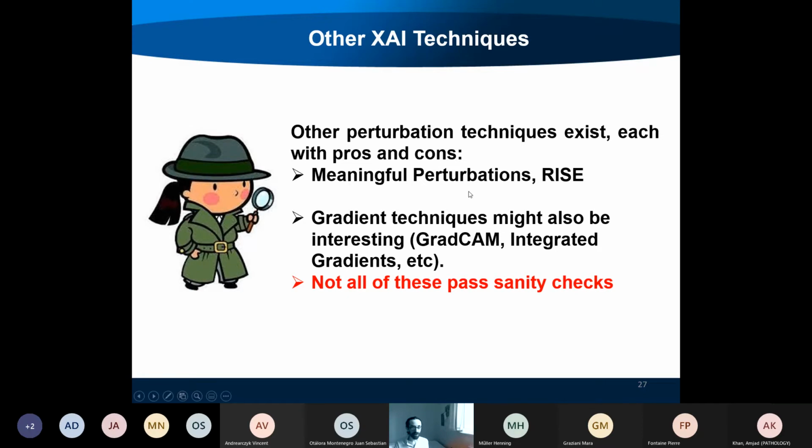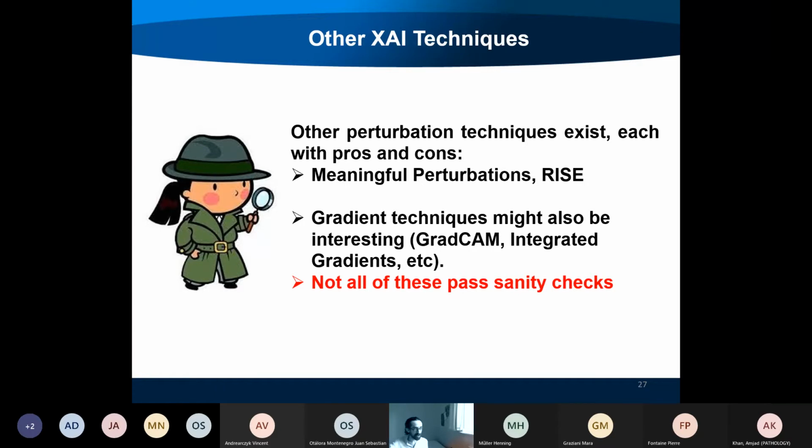Meaningful perturbations tries to do something similar to Lyme, but instead of using superpixels, it creates this kind of big perturbation and uses gradient descent to train this perturbation to try and find the perturbation that changes the prediction probabilities the most, right? RISE, on the other hand, instead of choosing superpixels, just generates a bunch of random perturbation masks, basically covers the image randomly in a bunch of different positions.